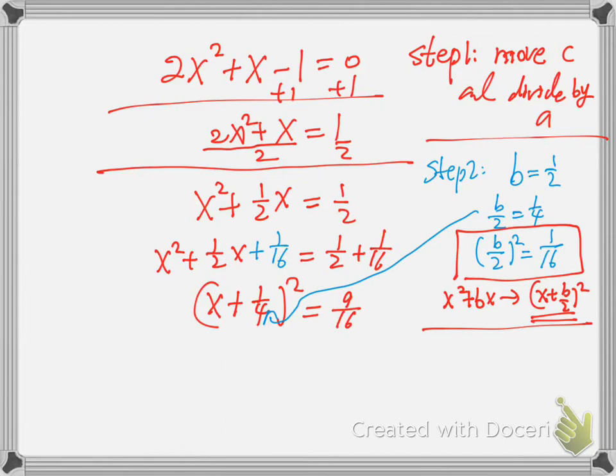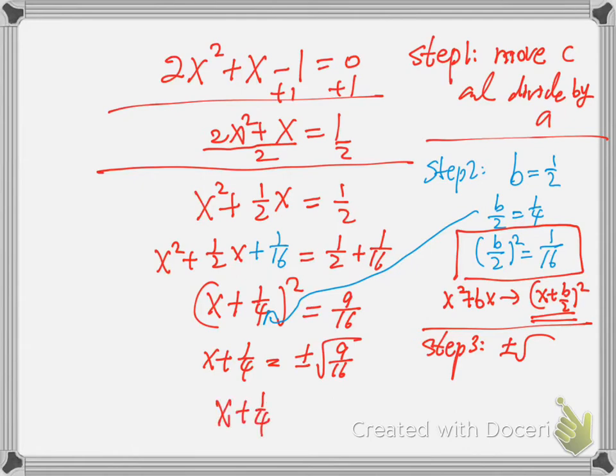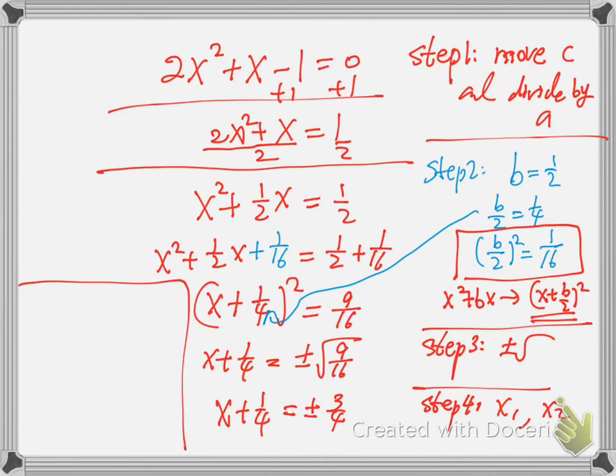Okay, 9 over 16. So step 3, take positive negative square root. So we got x plus 1 over 4 is plus minus radical 9 over 16. So what's the radical of 9 over 16? 3 over 4, right? So x plus 1 over 4 is positive negative 3 over 4. Okay, so step 4 we got two solutions, right? Step 4 we got x1 and x2 separately, two cases.